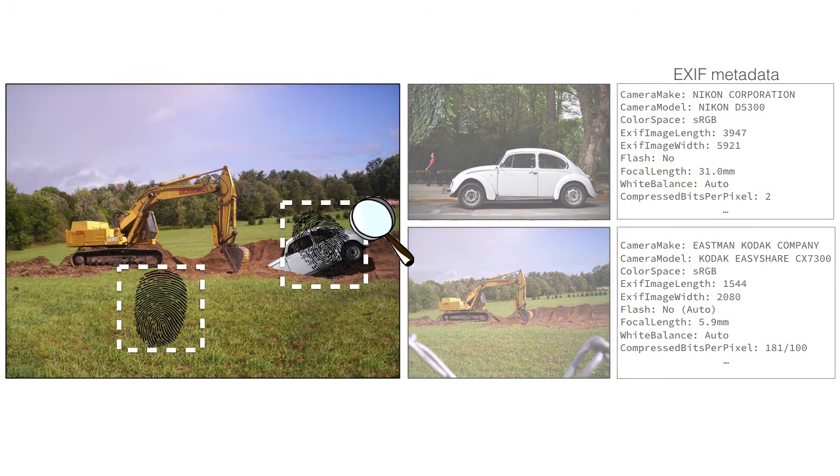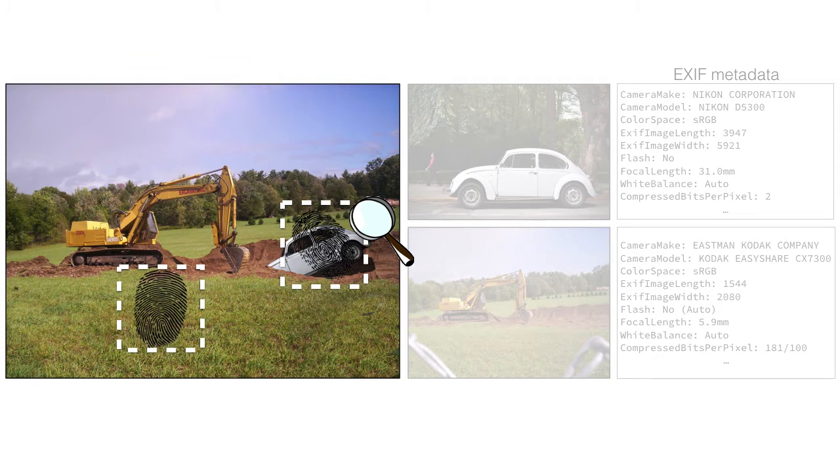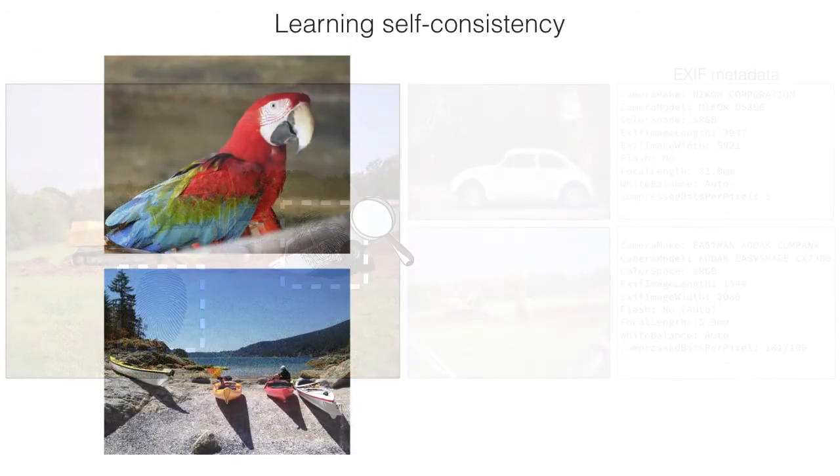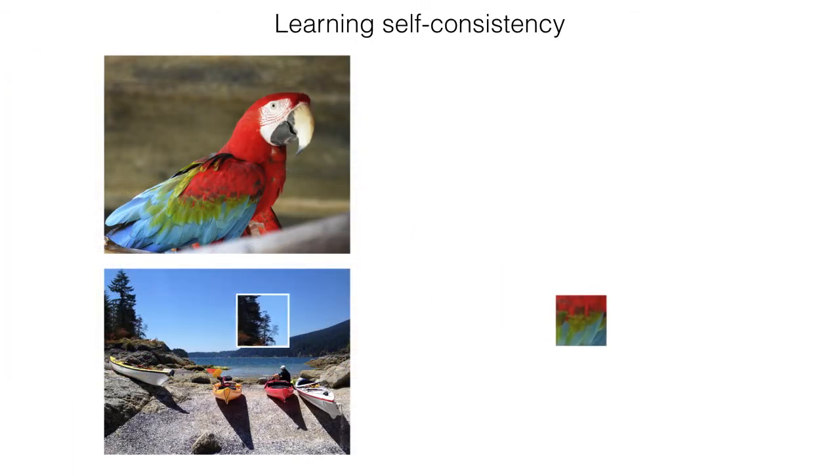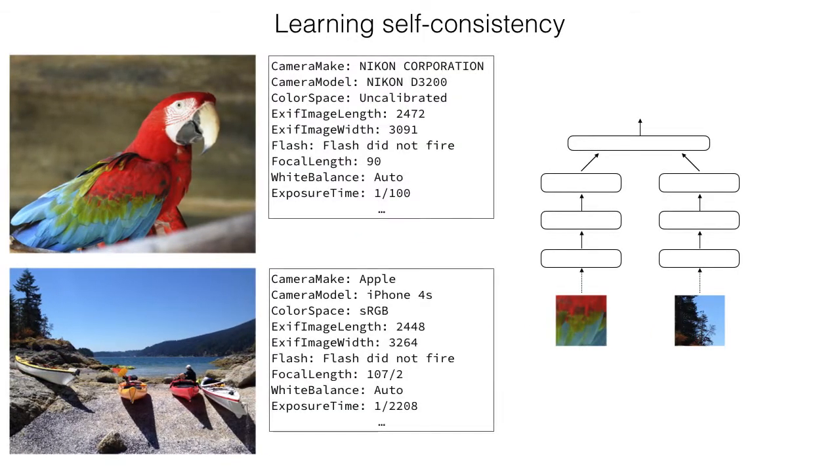Of course, we don't usually have access to the source images or their metadata, but we can still capture this idea by learning to analyze the content of an input image. In this work, we propose a model that learns to detect EXIF metadata inconsistencies. We train our model on a large dataset of unmanipulated web images without using any labeled images. Our model takes two patches from two random images and learns to predict which attributes of their EXIF metadata are different and which are the same.